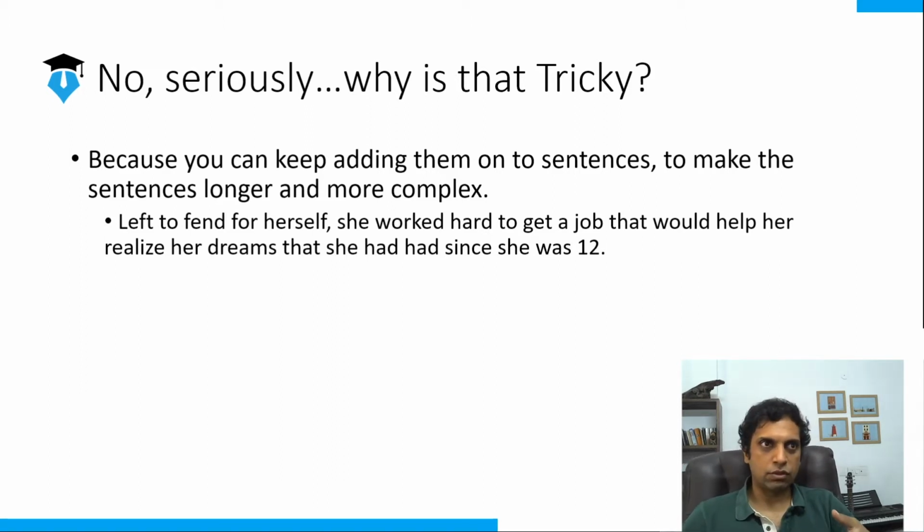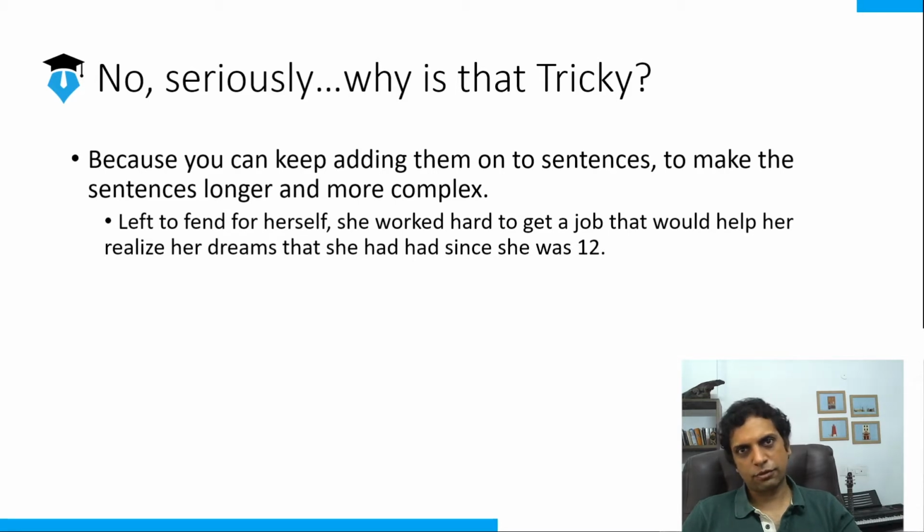Now let's keep adding more information. She worked hard. She worked hard on what? She worked hard to get a job. That's a modifier right there, to get a job. What kind of job? A job that would help her realize her dreams. What were her dreams? Dreams that she had had since she was 12. When did she do all this? When she was left to fend for herself. So that's 1, 2, 3, 4 modifier phrases right there.